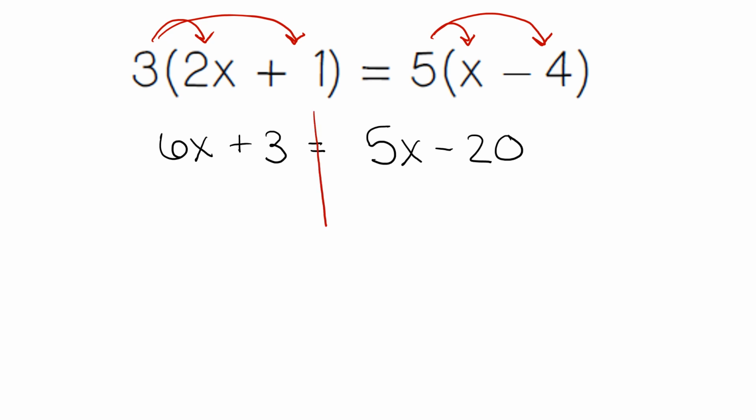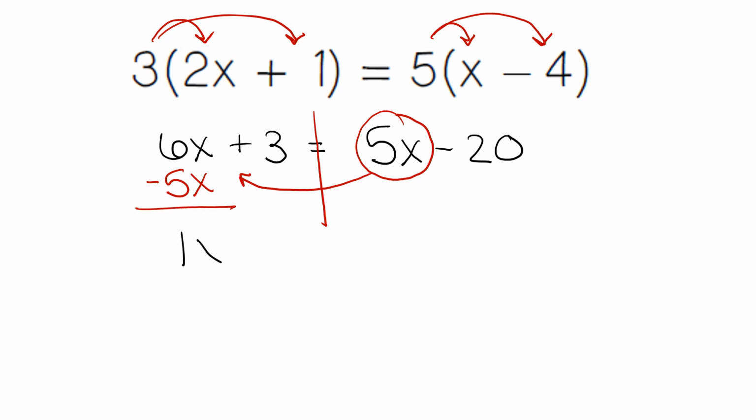We're going to skip step 2 because there's no like terms for us to combine. 6x and 3 are different. 5x and 20 are different. We're going to jump to step number 3, which is where we take the x variable and move it to the left-hand side. Instead of 5x, we do the opposite. We do a minus 5x. 6 minus 5 would give us 1x. The plus 3 stays the same. The minus 20 stays the same.